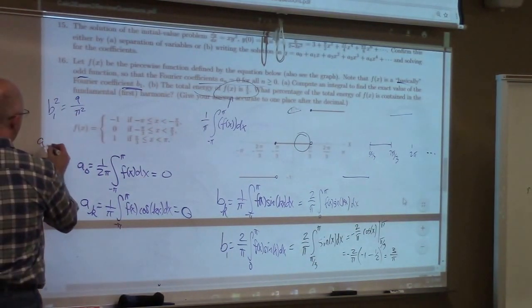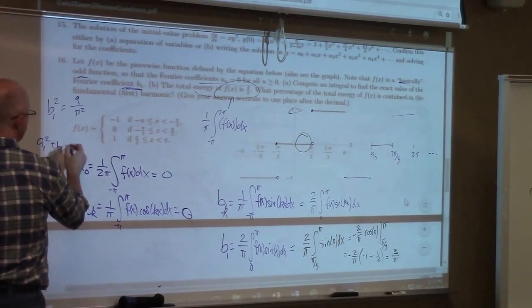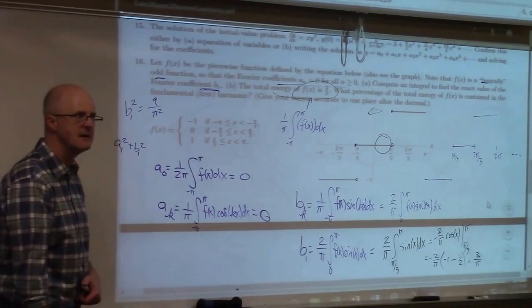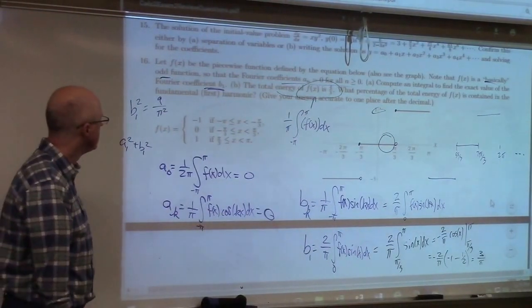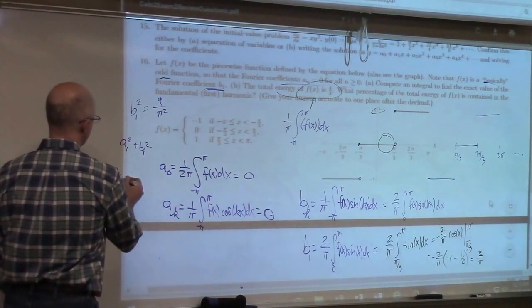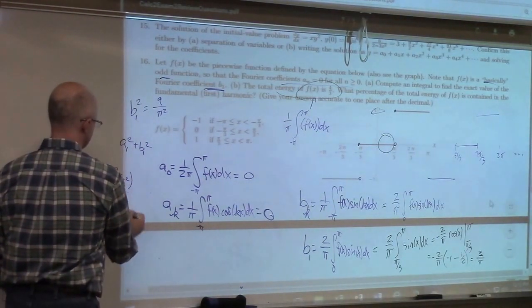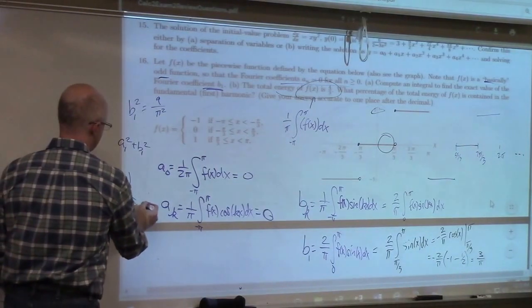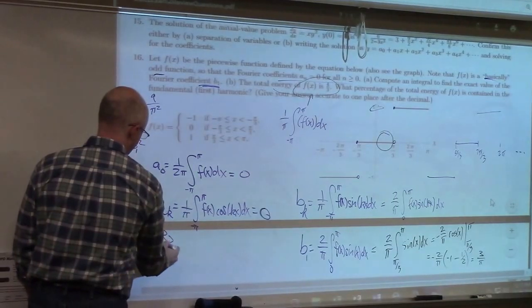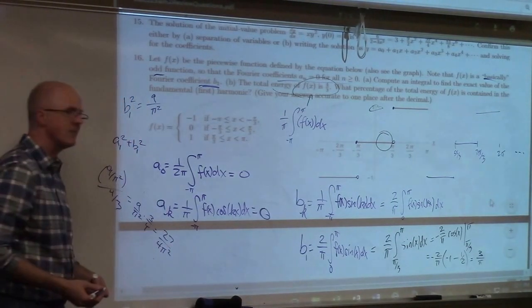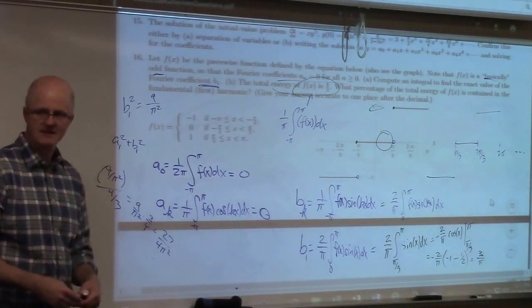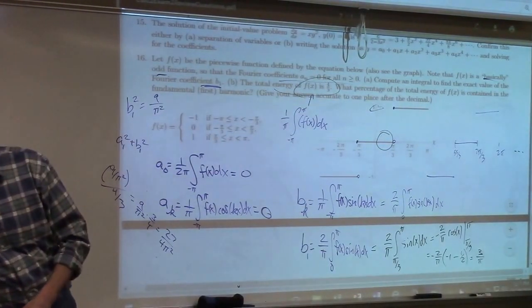In general, if you had a non-zero A1, it would be A1 squared plus B1 squared would be the energy corresponding to the first harmonic. You'll see these formulas in the book. But A1 is 0 here. What fraction of the total energy is that? Just take the ratio, 9 over pi squared divided by 4/3, which is the same as 9 over pi squared times 3/4. 27 over 4 pi squared is the fraction of the energy from the first harmonic. That should be a number less than 1. Hopefully it is.